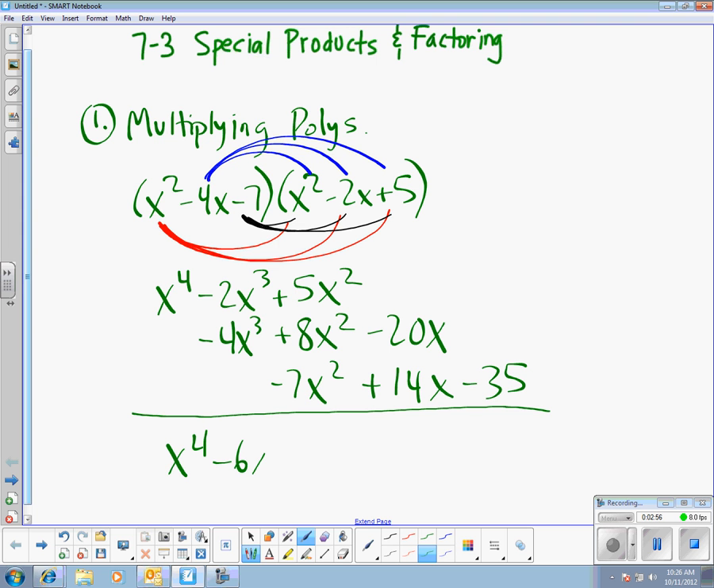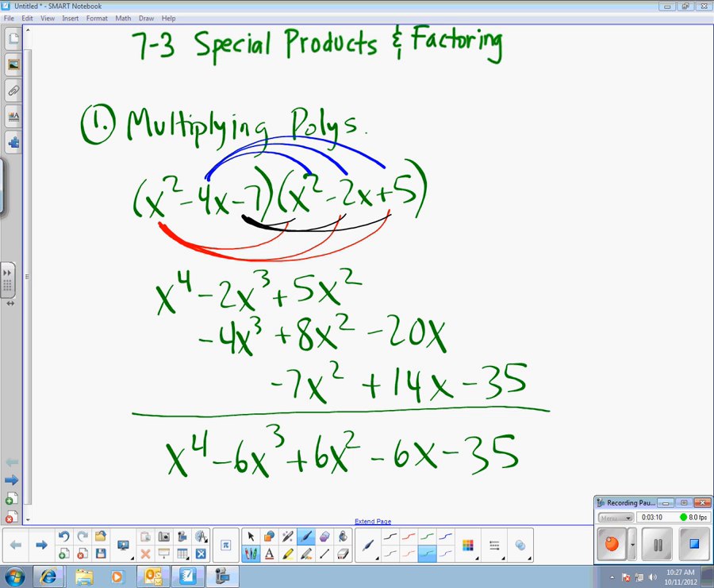Minus 6x cubed. Let's see, that would be plus 6x squared. And minus 6x minus 35. And like I said, I don't think you've never done this before, so we'll move on quickly. But that's how you would multiply two polynomials together.